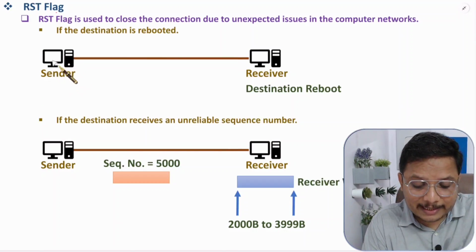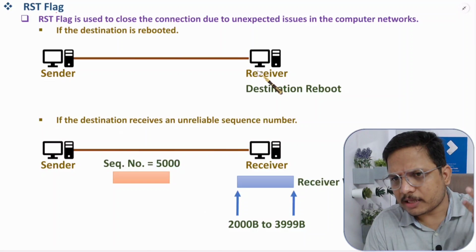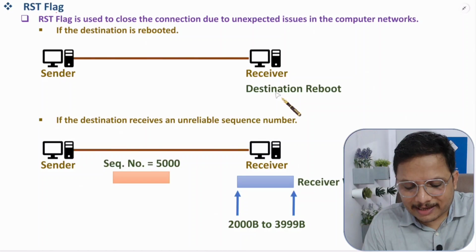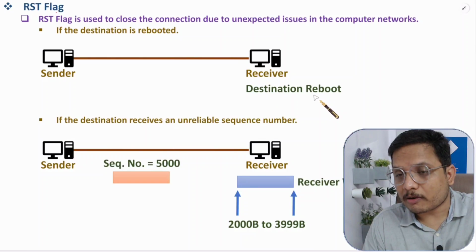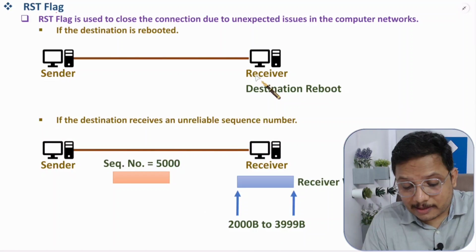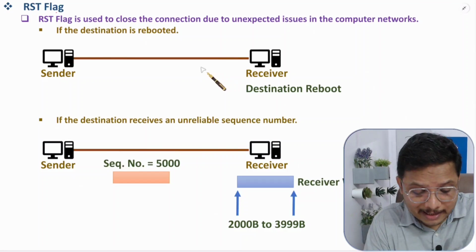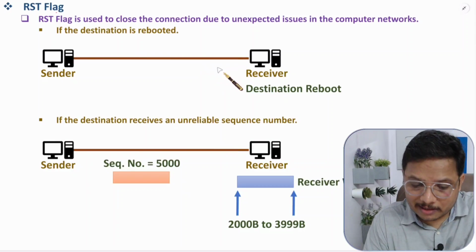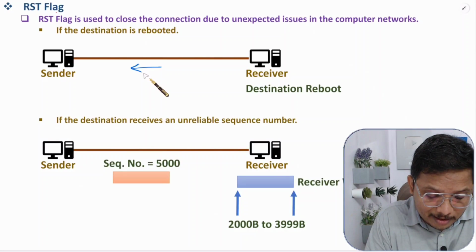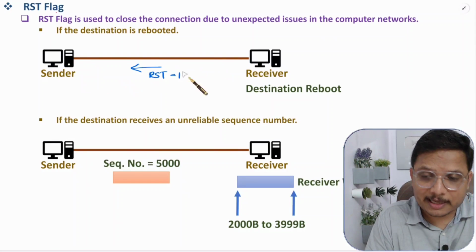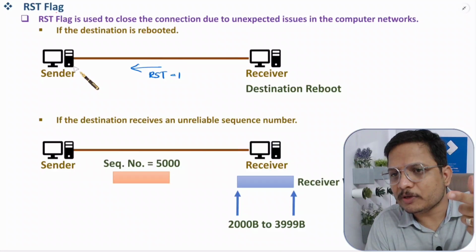There is always a possibility that there can be unexpected issues in a computer network. Like here we have a sender and receiver. Both are communicating with each other. But due to some reason, let us assume this receiver is getting rebooted. Once the receiver is rebooted, it will not have any idea about the previous connection. As the receiver has no idea about the previous connection, the receiver will tell the sender by RST bit equal to 1 that we need to reboot this connection, means from the start we need to initiate.